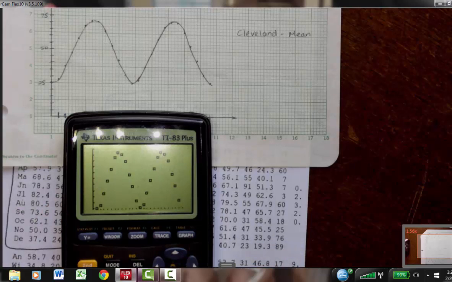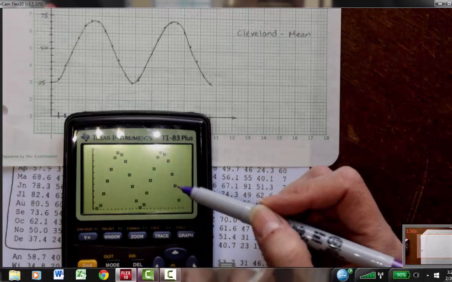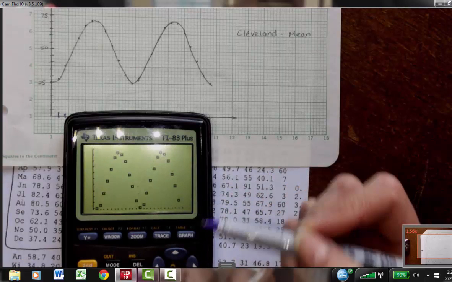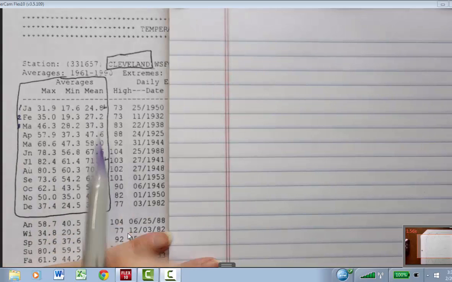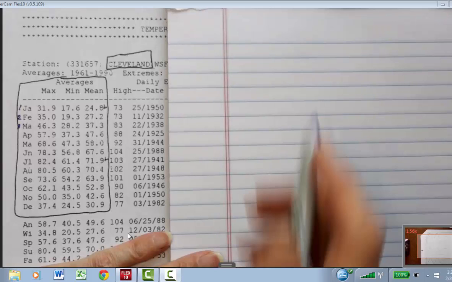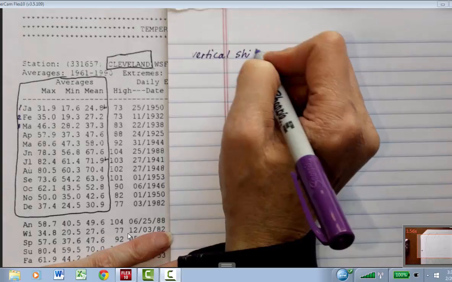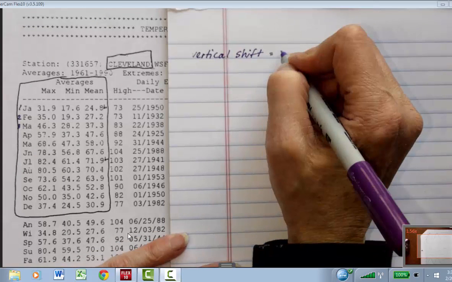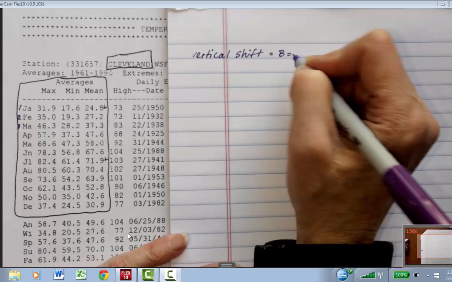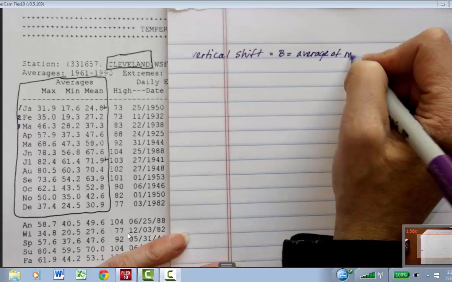So now my goal is to find an equation so that when I go to graph the equation with the stat plot, it matches pretty darn closely. So now I'm going to go ahead and try to figure out my equation. We're trying to come up with an equation now, using the information that we have here, and the first thing we're going to do is look for our vertical shift. And our vertical shift, remember when we were looking at the graph, was halfway between our maximum and our minimum. So our vertical shift, which is our B, is equal to the average of your maximum and minimum values.